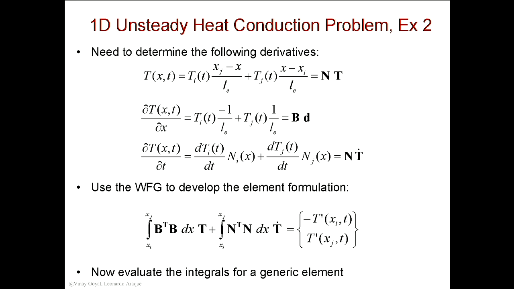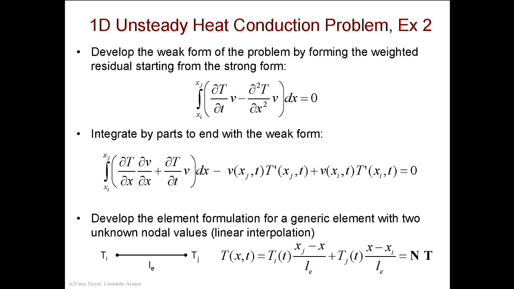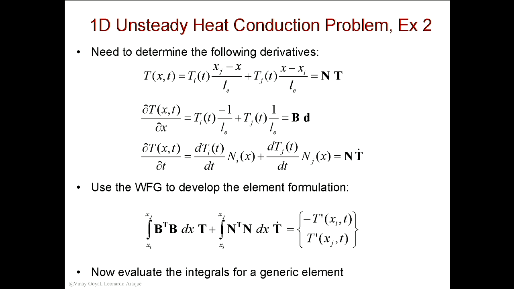I use a weak form as shown earlier here. We developed the weak form right here. Then what you get for the weak form is B transpose B dx, N transpose N dx, T dot, and then I have this forcing function, whatever that is. We know what this is. It's a physical problem, so we know this is the heat flux applied, maybe.